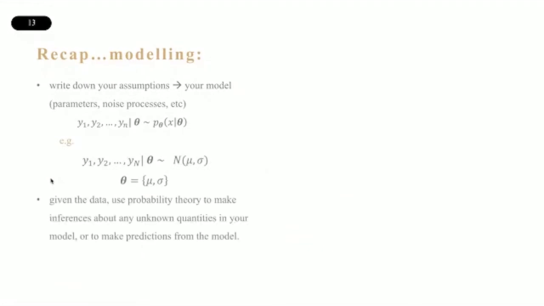Let's move on. But before moving on, let's recap what we have seen. In order to build a model, what do we do? We write down our assumptions, and these assumptions actually define our model. These are assumptions about the parameters, the distribution of the parameters, about the noise that we need to introduce, and so on and so forth. Then, given the data that we observe, we use probability theory, actually the Bayesian theorem, to update our beliefs and also to make predictions about the model.